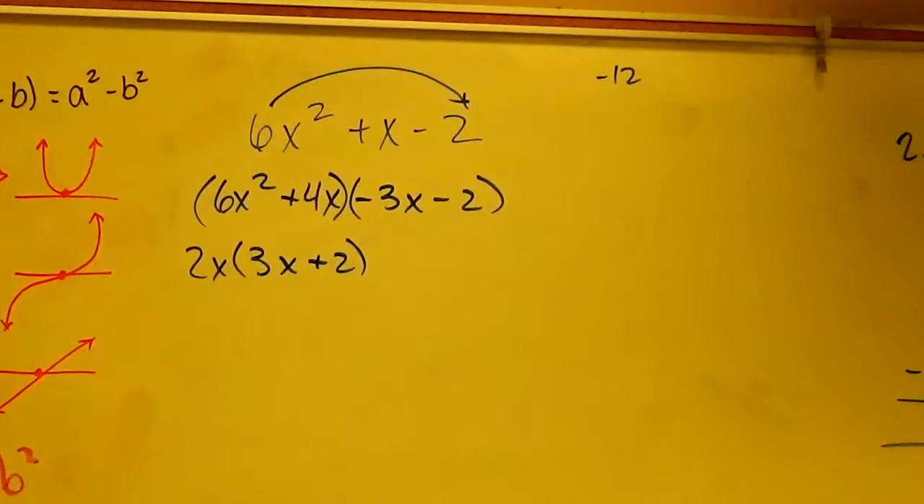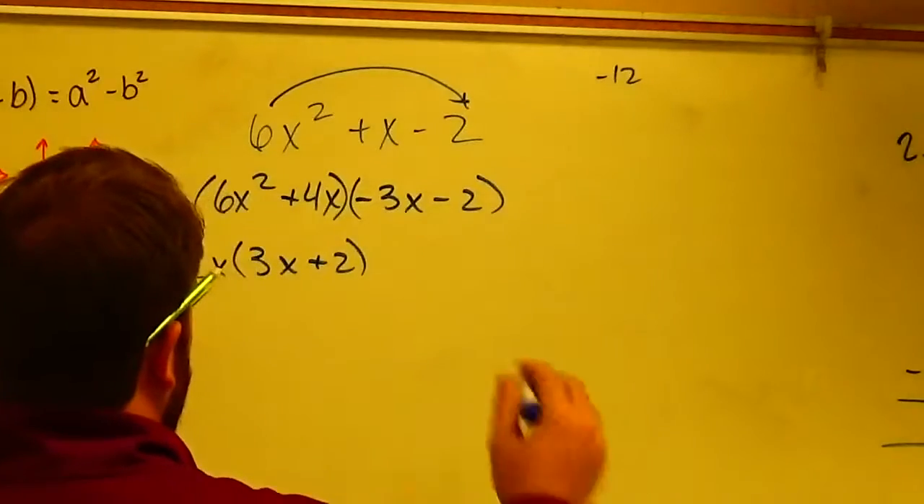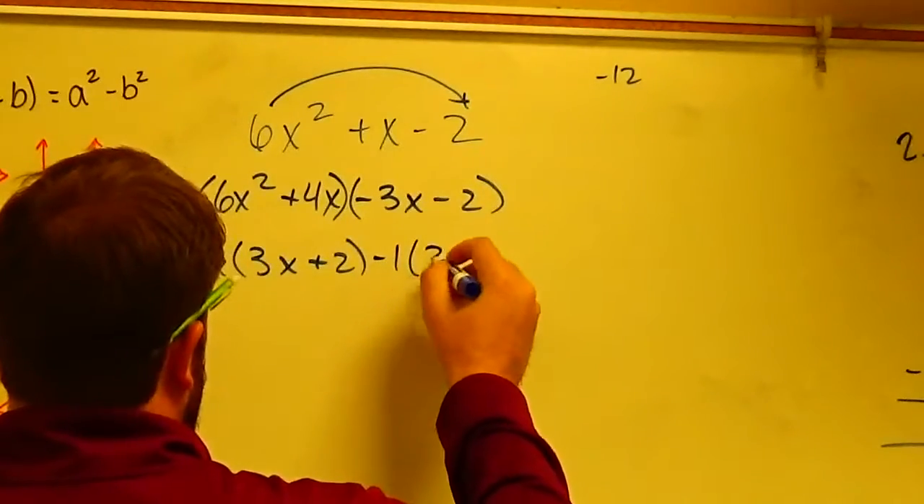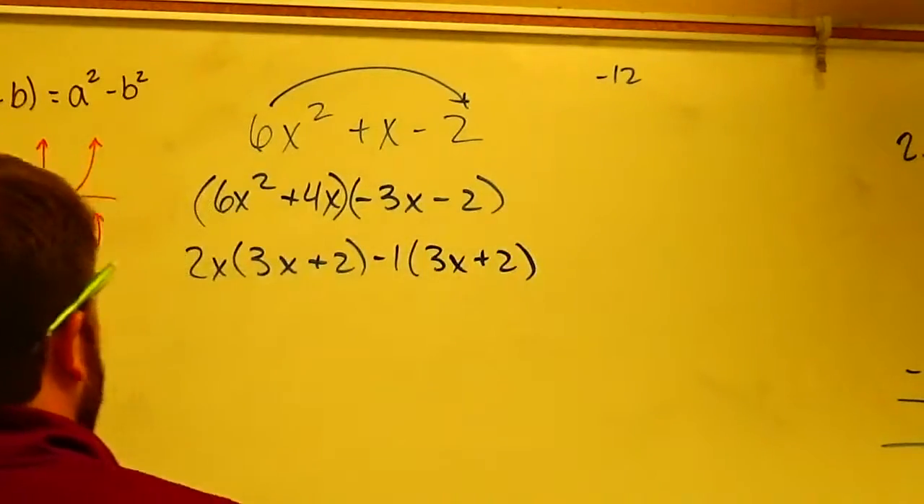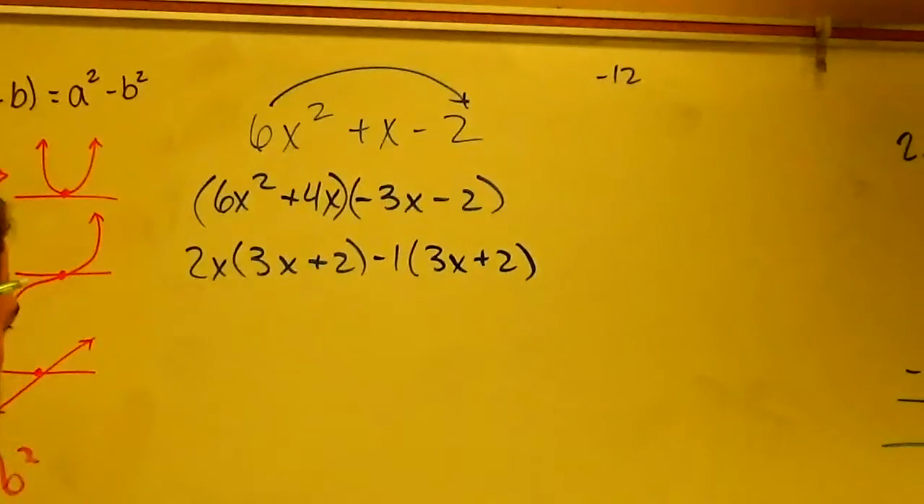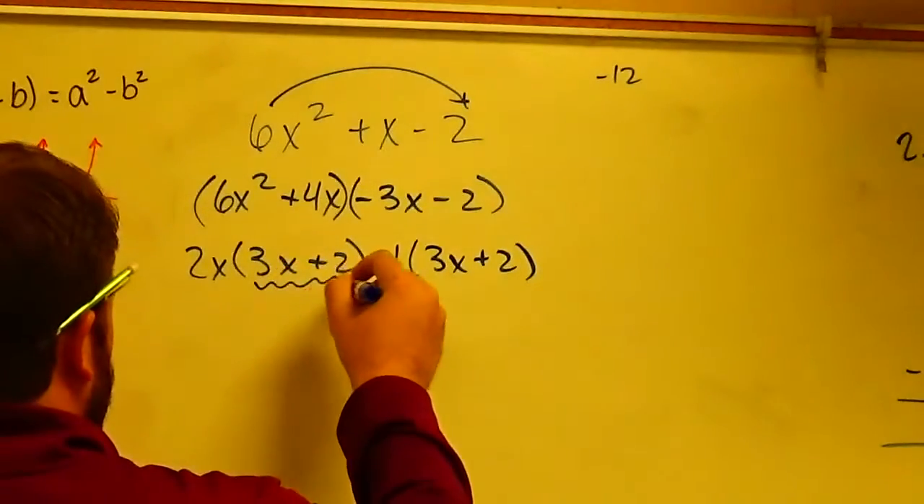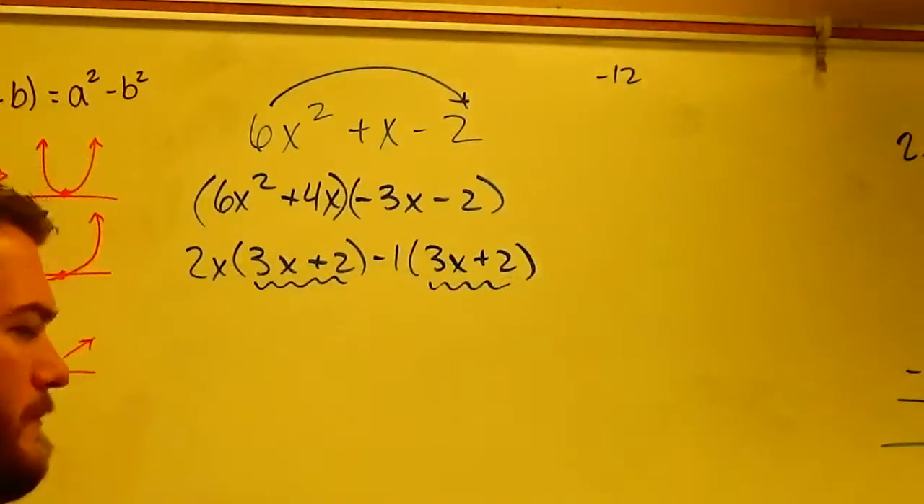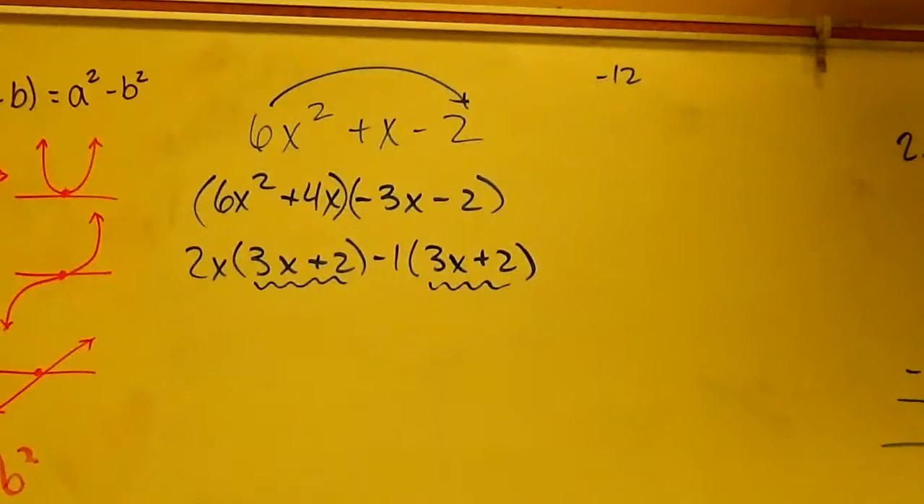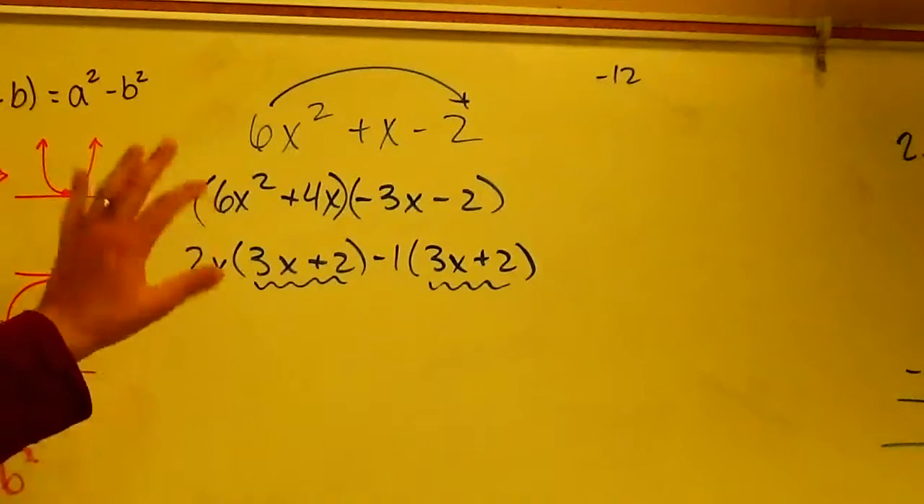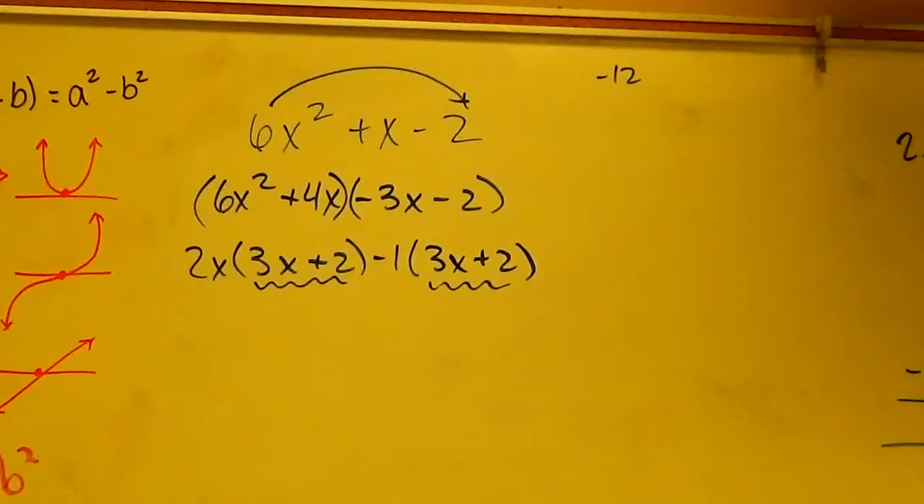The next one, what do I factor out? Negative 1, I'm left with 3x plus 2. From this point, these need to be the same. If they are, we're good to go. If not, we've got to go back and see what we messed up.